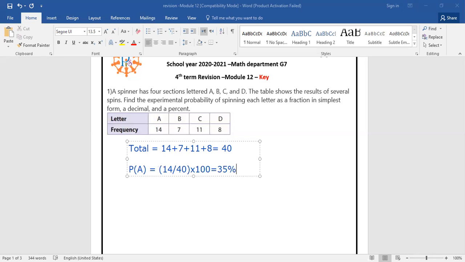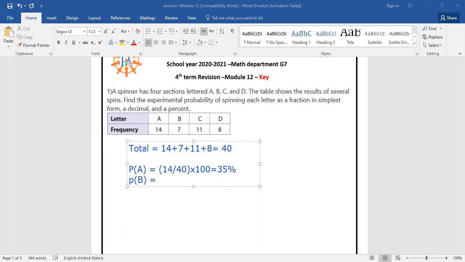Do you have any point? 14 over 40 times 100. Do you have any point, Abdurrahman? No. Okay, now it's your turn. Tell me what is the probability for letter B? 7 over 40.